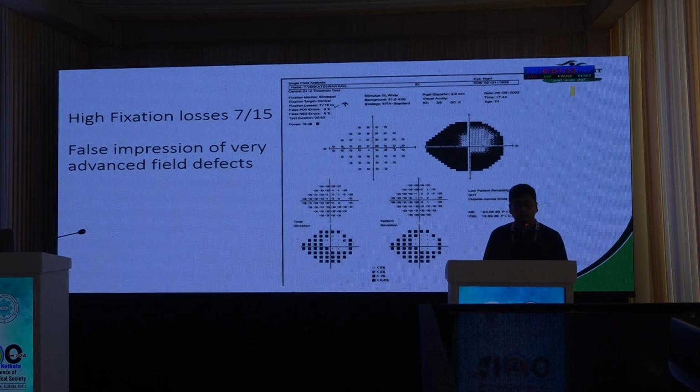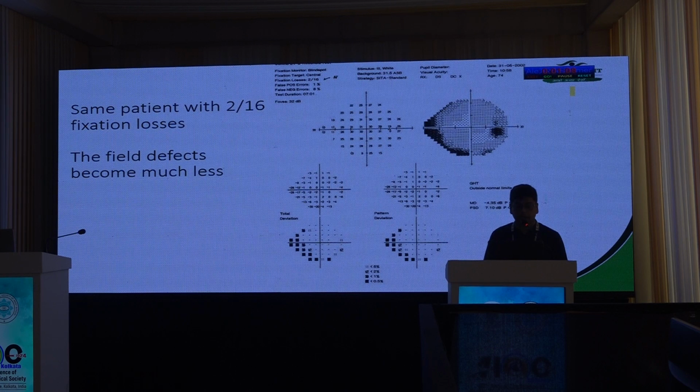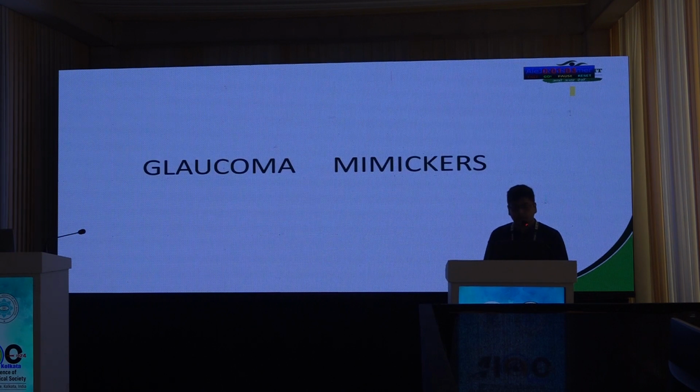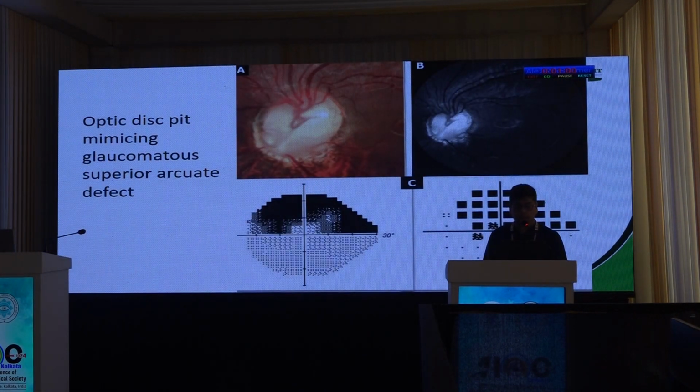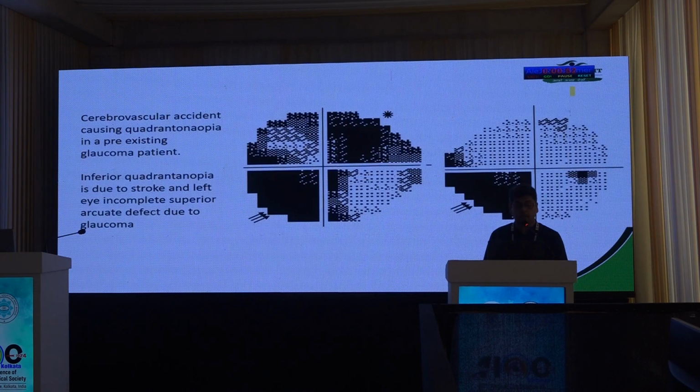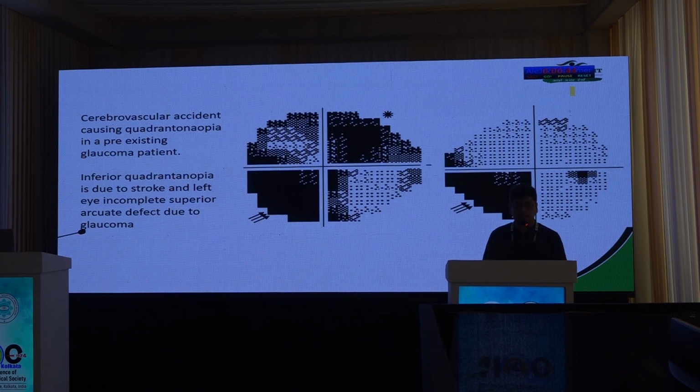Also, high fixation loss errors will result in very erroneous fields, which when repeated with fewer fixation errors, the field defects are shown to be much less. There are certain glaucoma mimickers which we should be wary of, like an optic disc pit, which can give rise to a superior arcuate kind of field defect. We also need to be aware that a glaucomatous patient may come with a neurological field defect simultaneously. Like in this patient, who has a pre-existing superior arcuate defect here, but now has developed an inferior quadrantanopia due to a recent stroke.